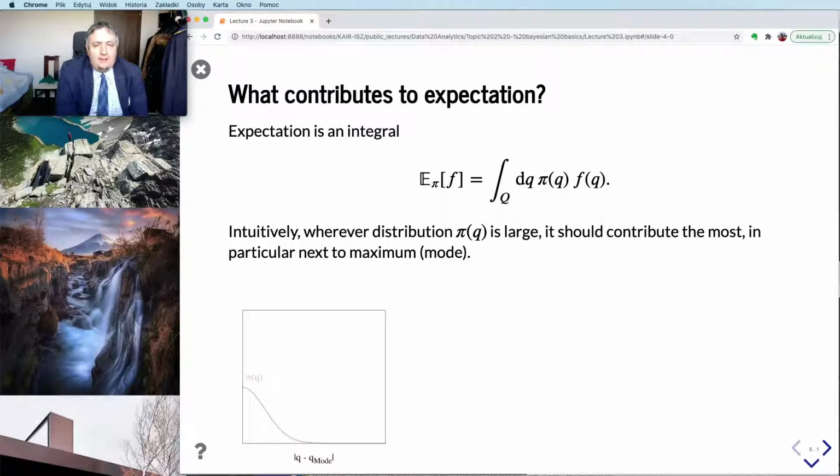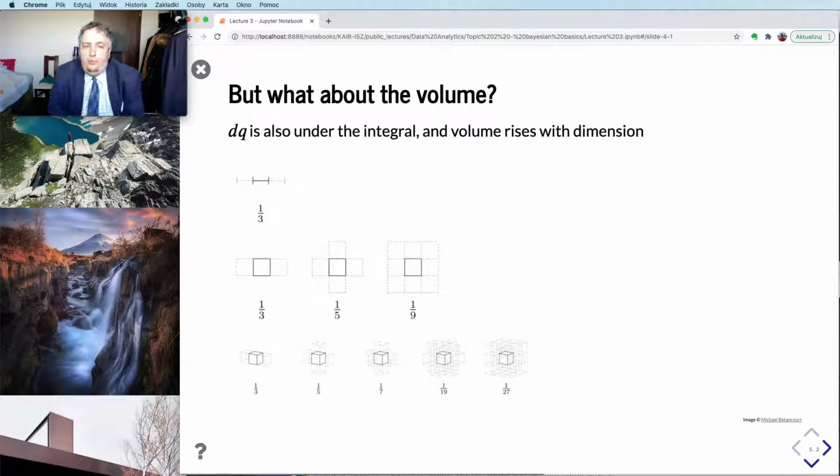The problem is that in most cases we have this tail behavior where the function is not 0 but close to 0, and unfortunately we usually cannot avoid that, because the problem is with the volume. The one part that we usually treat as a decoration in the integral is dq. And dq is not a decoration. dq is the volume over which we are integrating.